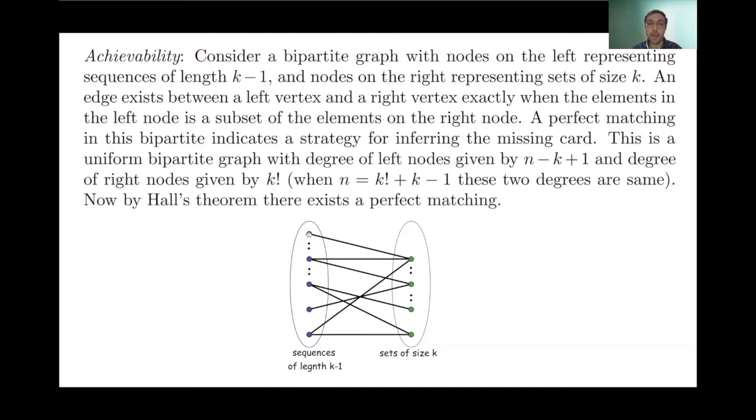And we connect a sequence on the left-hand side to a node on the right-hand side if the k minus 1 elements in the sequence are included in the set. Okay, so if the set on the right-hand side contains the k minus 1 numbers of the sequence, we put an edge between them. So this is the construction of the bipartite graph.